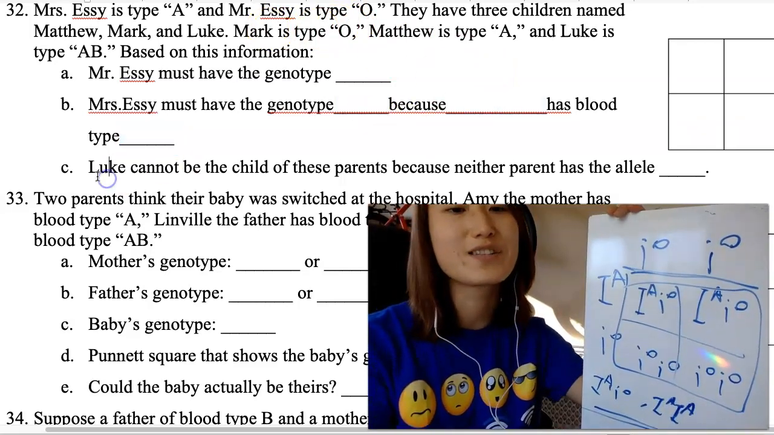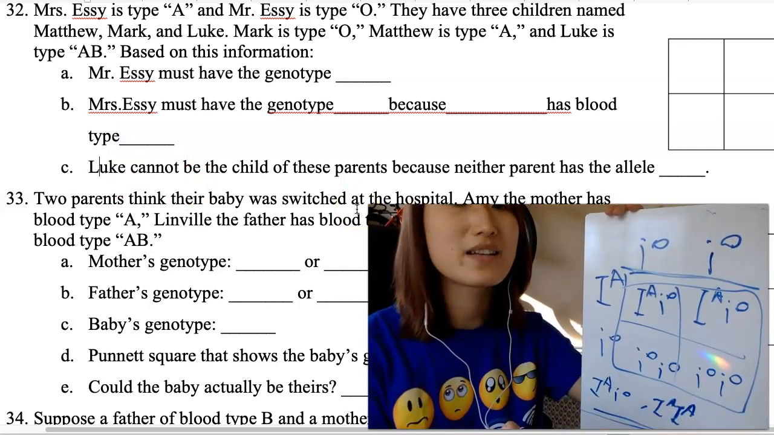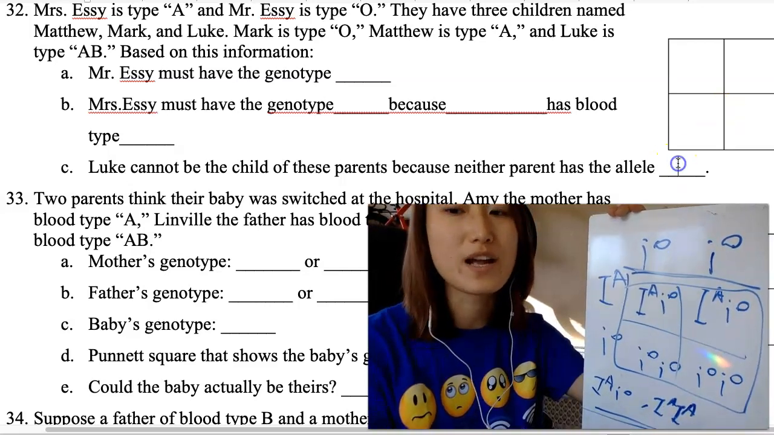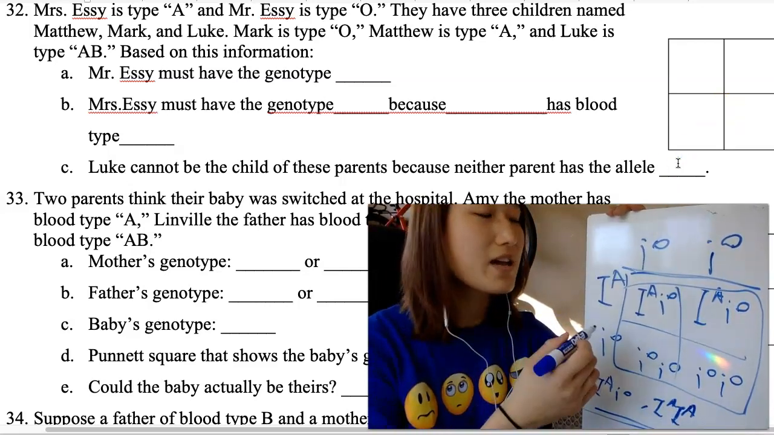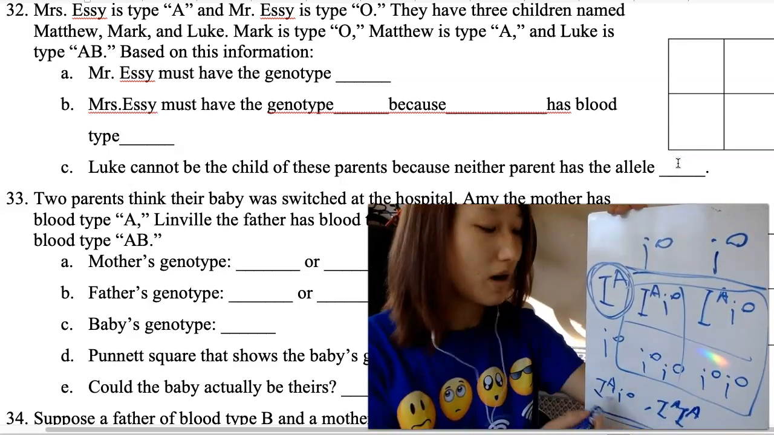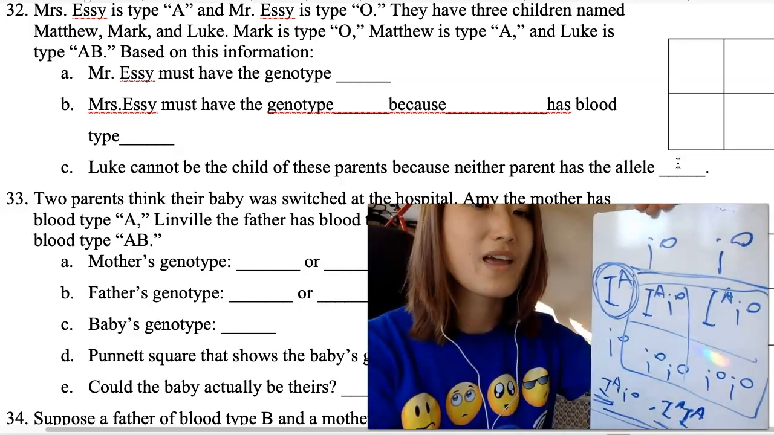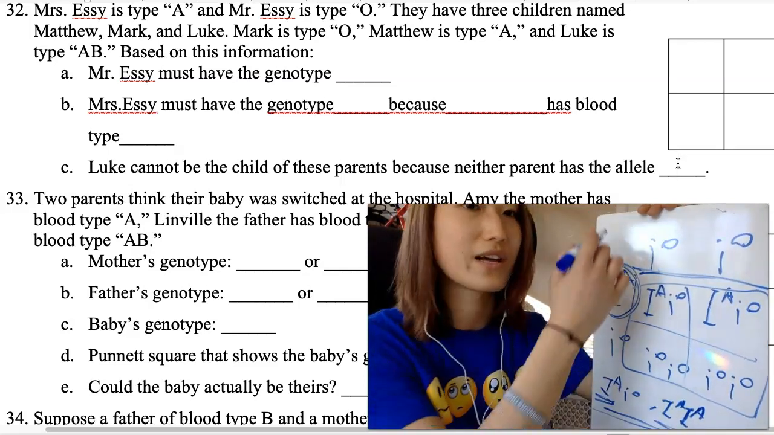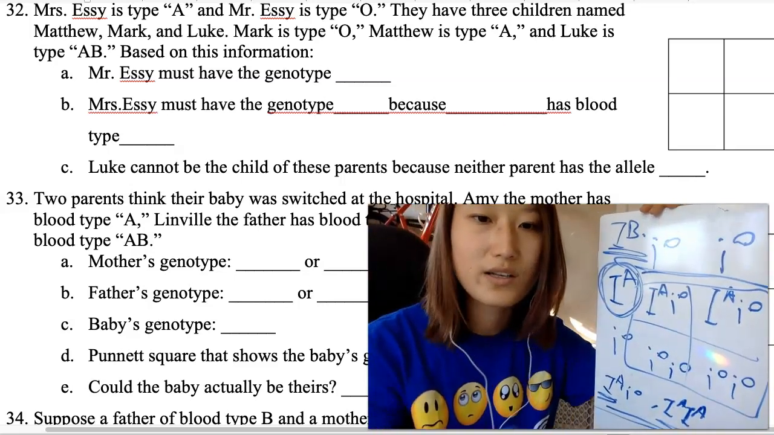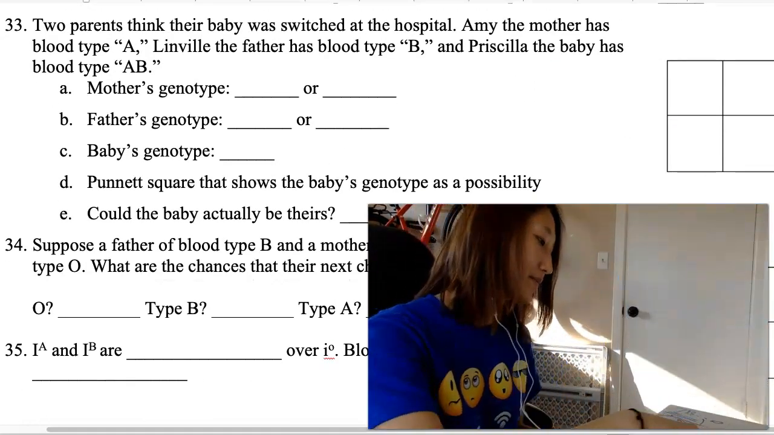So then lastly, it says Luke cannot be the child of these parents because neither parents has the allele A or B, or neither parents has the allele B, right? So if Luke has type AB, Luke can get I big A from mom, whether mom is this or this genotype. But then in order for Luke to be AB, it means Luke also has to get IB from one of the parents, and there is no IB anywhere. That's not going to work. Luke is an adopted child, or who knows what happened.